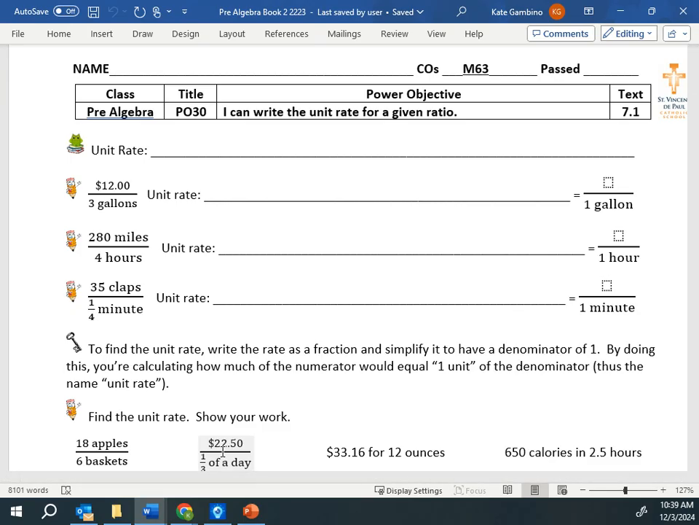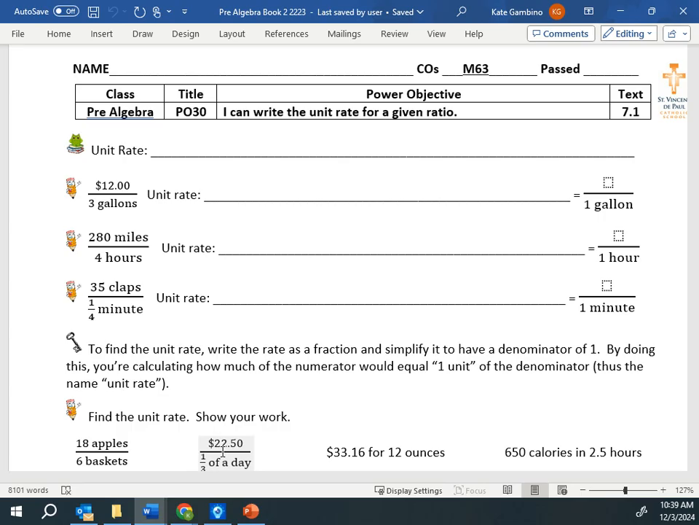Today we are continuing with those rates. We are doing Po30. This is really important to know. I can write the unit rate for a given ratio. So we're thinking about those ratios, and we are going to turn it into a unit rate. We use this all the time in everyday life.